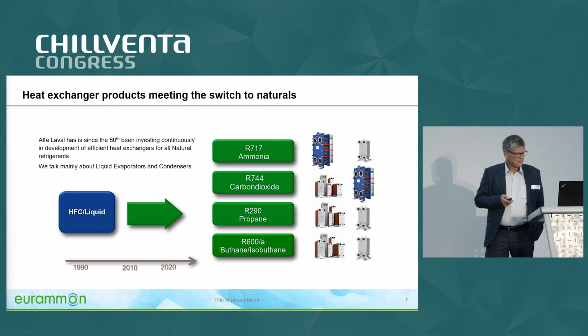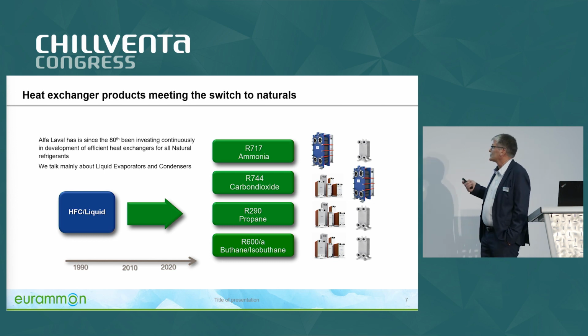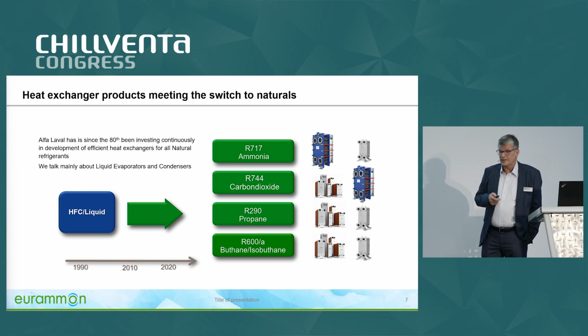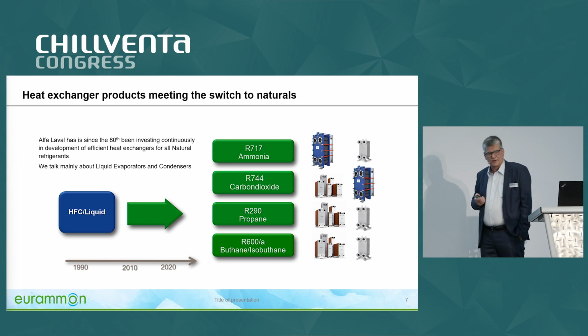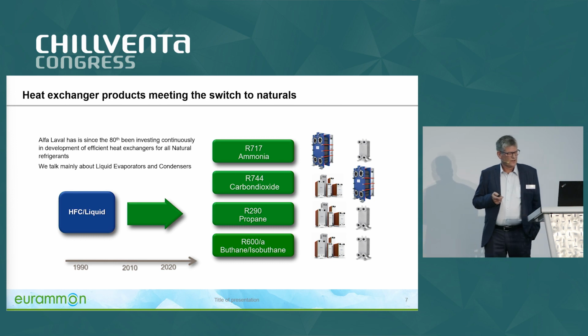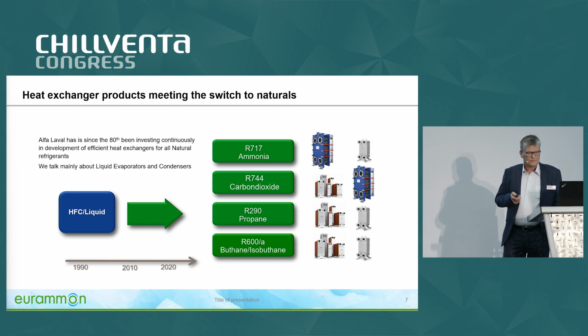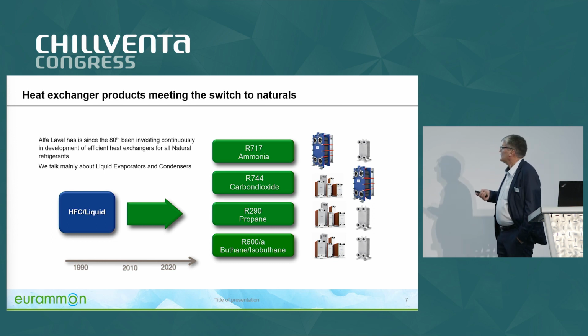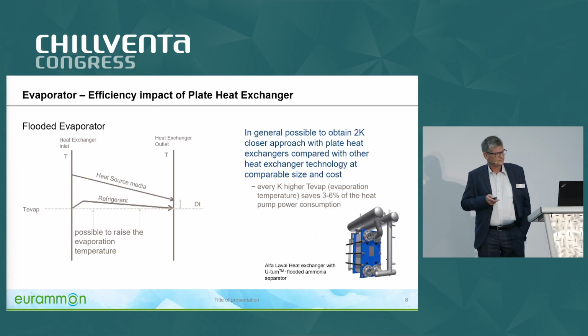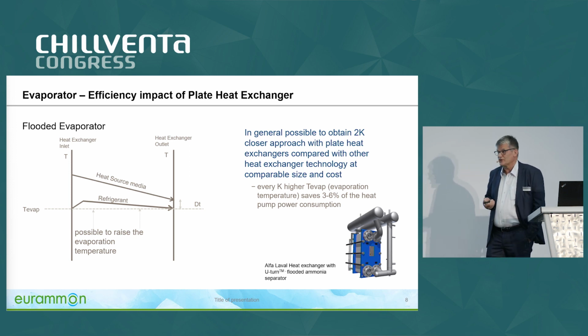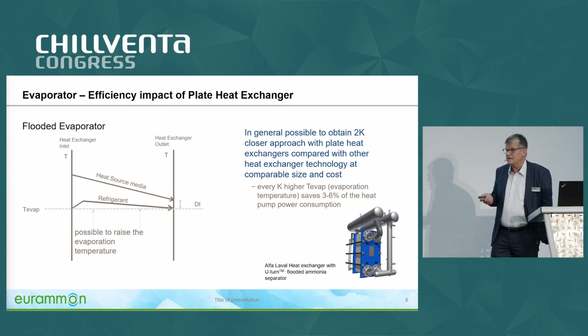At Alfa Laval, where I'm working, we are developing plate heat exchanger types for all of the major natural refrigerants that we see used, from ammonia, carbon dioxide, propane, and the hydrocarbons of other types that are used. Plate heat exchangers are really one way of achieving high efficiency. By having a plate heat exchanger, you will have a very good possibility of increasing your evaporation temperature.